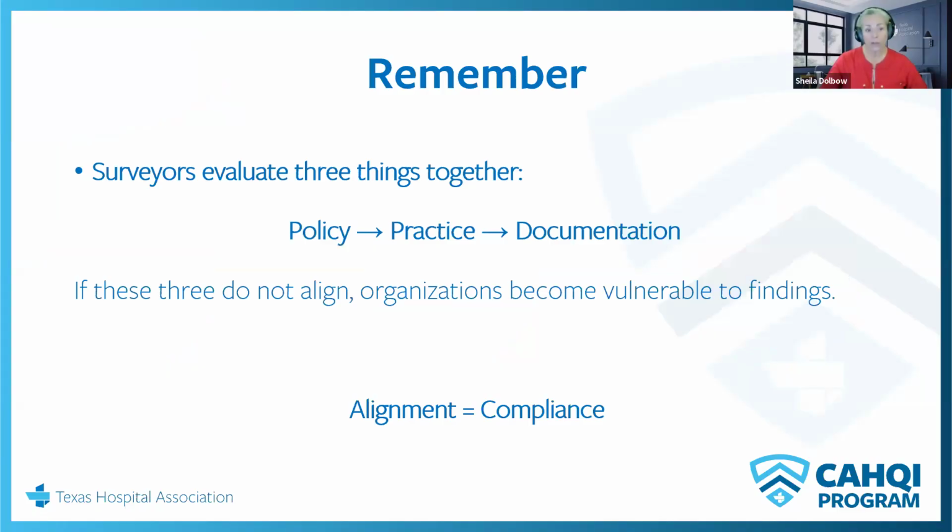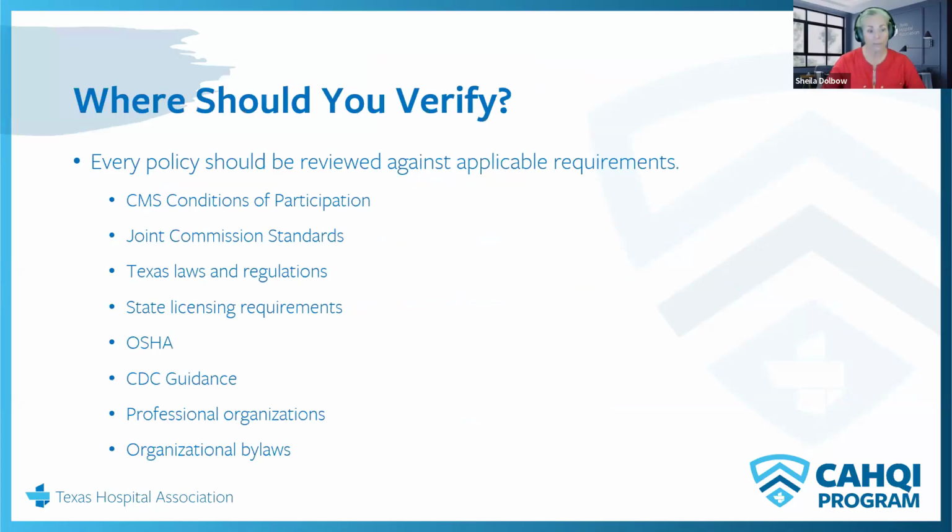So remember that your surveyors will evaluate three things. They will look at your policy. They will look to see that your practice relates directly to that policy. And then they're going to look to see if the documentation supports the practice that refers to your policy. If those three things do not align with each other, then your organization can be vulnerable in a survey. Remember, alignment equals compliance. As long as everything refers back to each other, then that would be compliance.